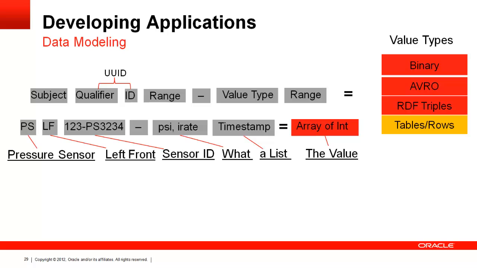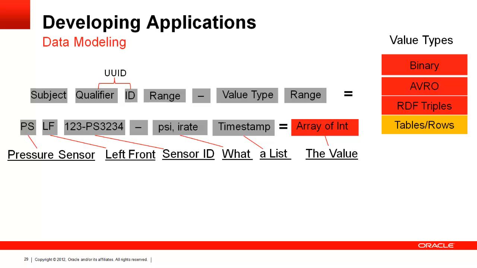So everything on the left of that dash is the major key, and everything on the right is the minor key. So in this case, I could have a minor key, which is a PSI measurement, or I could have an I rate, an instantaneous rate of change. So this pressure sensor could be measuring different things, and I could be storing values for those different measurements underneath that one major key, which is the pressure sensor.